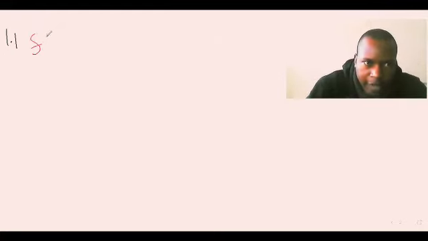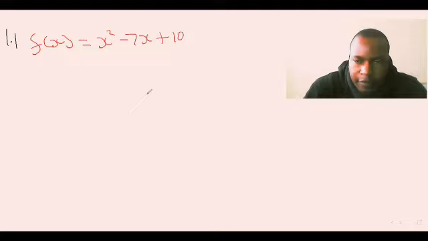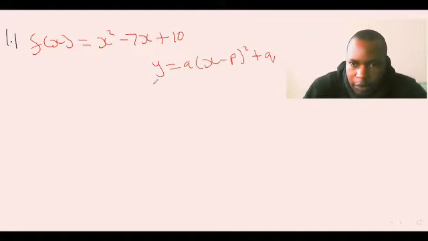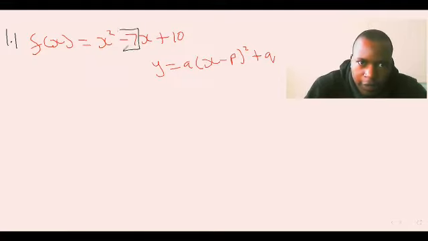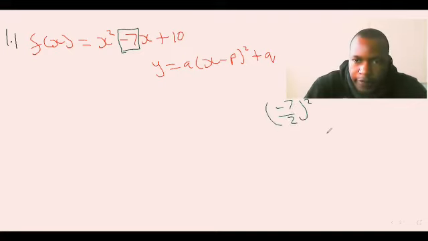So we have f(x), which equals x squared minus 7x plus 10. Now the first thing to do would be to convert the function itself to the turning point form. Remember how we do so? We would need to take the coefficient of the x over there. We would firstly half it, then square it.